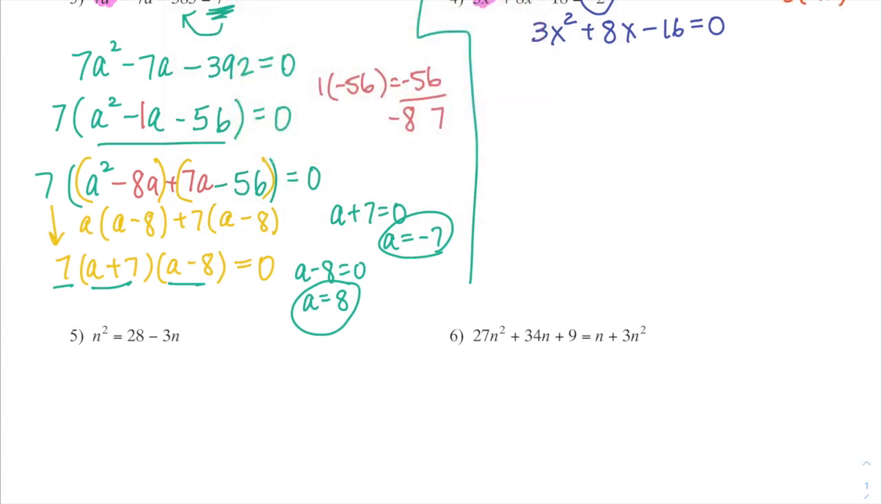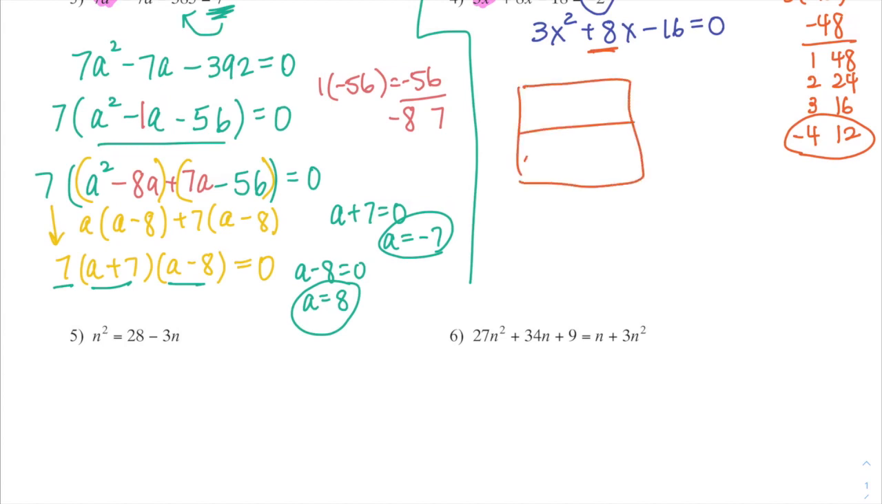So 3 times negative 16, that is negative 48. So factors of negative 48 that add to 8. Let's see. 1 and 48, 2 and 24, 3 and 16, 4 and 12. Yes, 4 and 12 will work. So it's going to be a negative 4 and a positive 12 because it needs to add to positive 8.